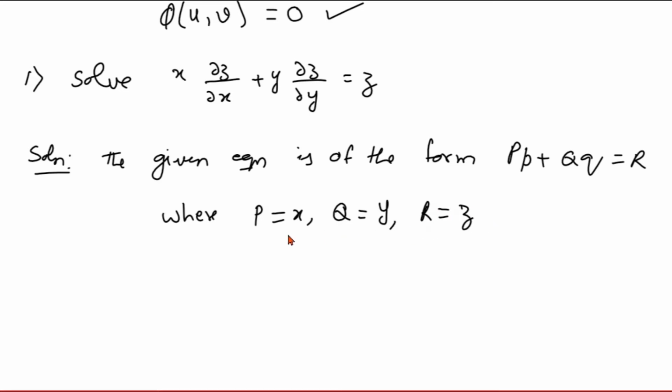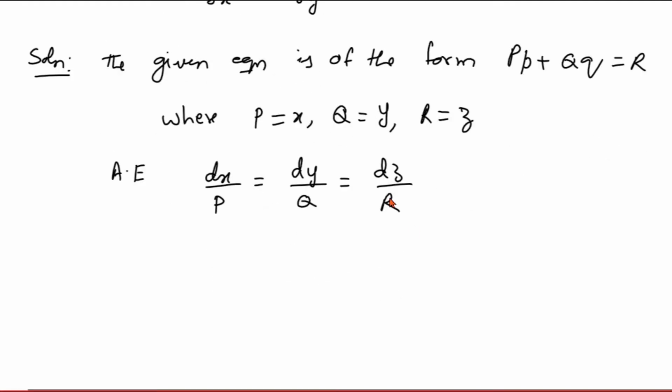So once you have the values of capital P, capital Q, capital R, I'll write down the auxiliary equation. The auxiliary equation will be dx by capital P is equal to dy by capital Q is equal to dz by capital R. Now write down the values of capital P, capital Q, and capital R. So you have dx by capital P, which will be x, is equal to dy by capital Q, which will be y, then dz by capital R, which will be z.